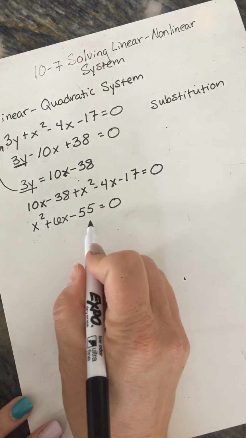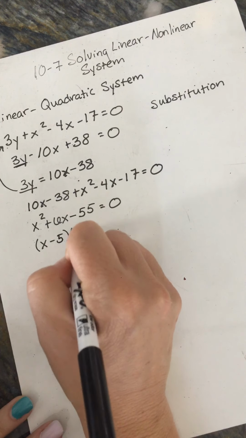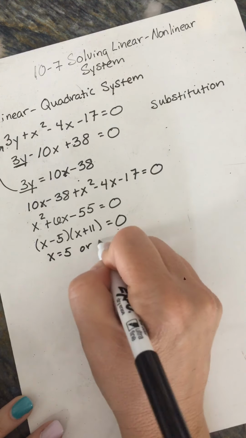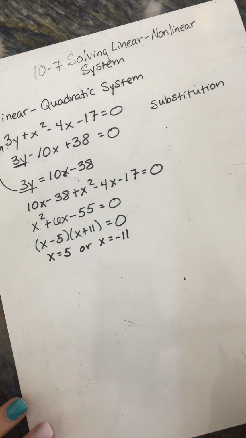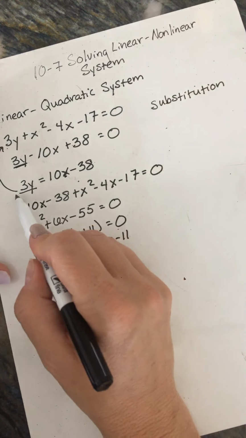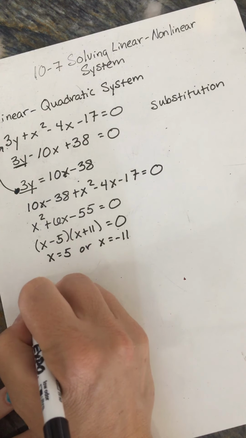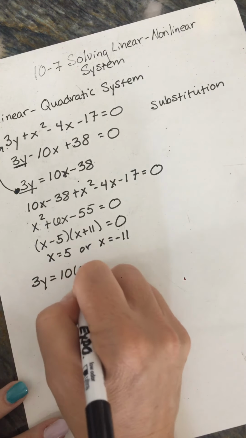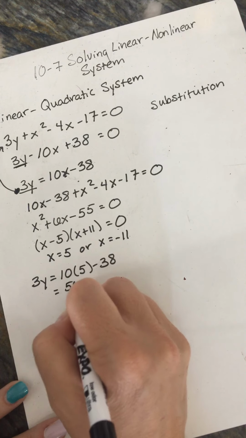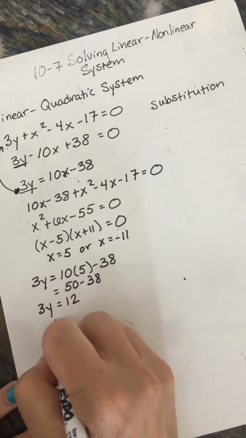Okay, so then we can factor this. So x minus 5 and x plus 11. So we've got x equals 5 or x equals negative 11. Now we can go back to our linear and solve for y. Actually, I'm going to go back to this version of the linear because y is almost all the way isolated. So I've got 3y equals 10 times 5 minus 38. That's 50 minus 38, which is 12. 3y equals 12, so y equals 4.